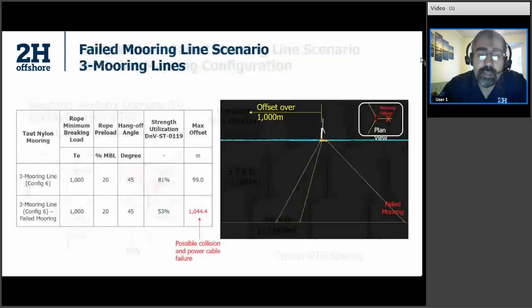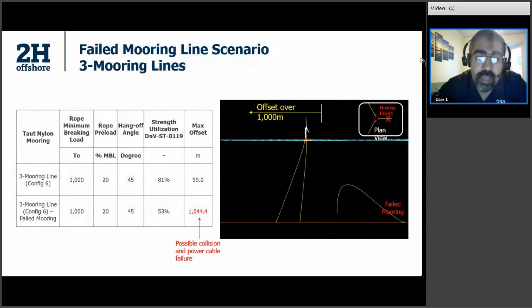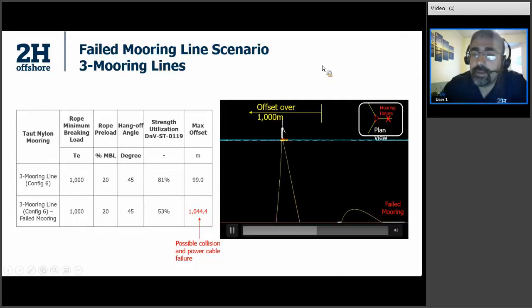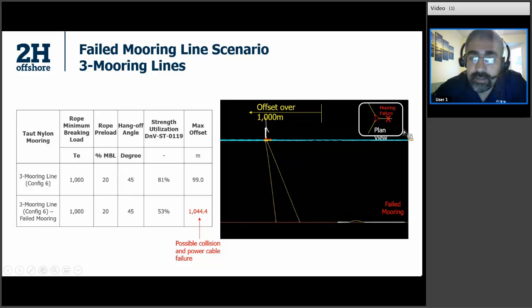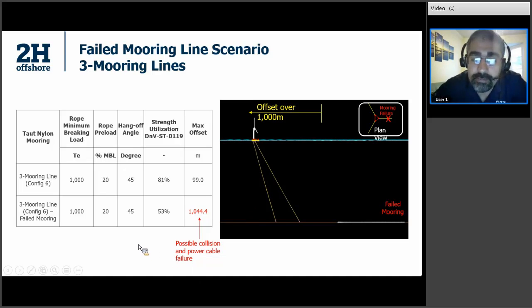So for a three mooring line system, when we look at our nylon configuration with three mooring lines, with failing one mooring line, as shown on this one, and giving a little bit of environment from this side, the offset can reach over 1,000 meters. So the collision with the neighboring foundation is quite possible, and in that case, power cable failure is also imminent.